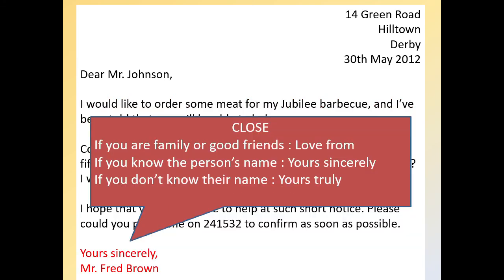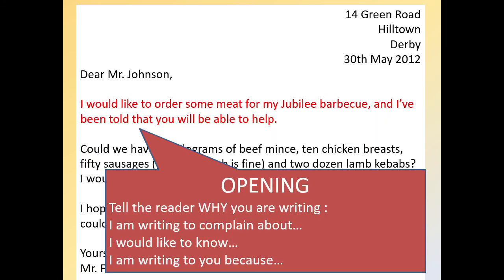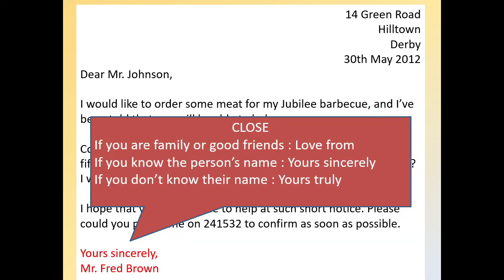You'll often have an opening, which is just explaining quickly what the letter is all about. And you will have a close, which means you are saying who it's from. To close the letter, if it's a good friend or a family member, you can write love from or just from. If you know the person's name, you can write yours sincerely. And if you don't know their name, you can write yours truly. Yours sincerely and yours truly is a very formal way of signing off a letter. Okay, so really important.